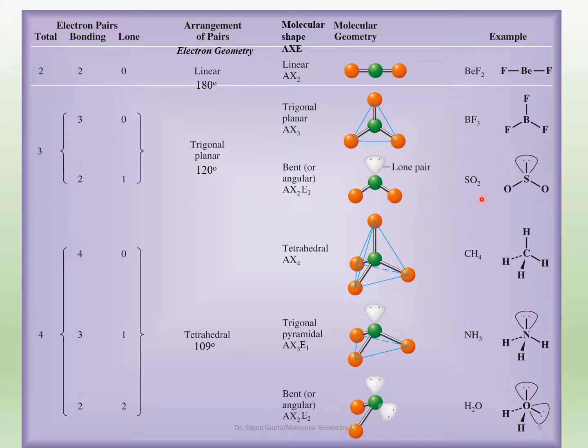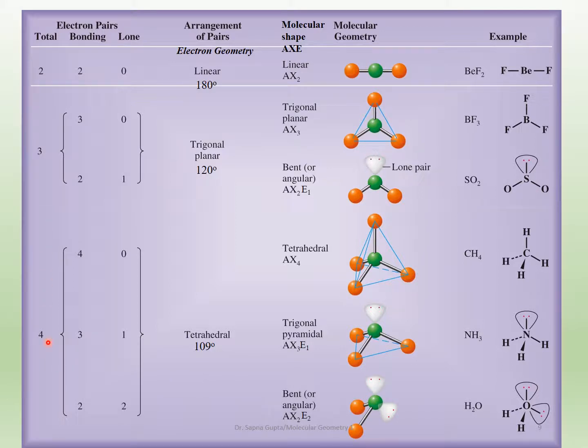So the example here is for SO2, sulfur dioxide. Here is the shape of the molecule. Here is the lone pair of electrons, which is exerting the force. Here are the 2 oxygens. Hopefully things are becoming a little bit clearer with how this electron geometry is working.